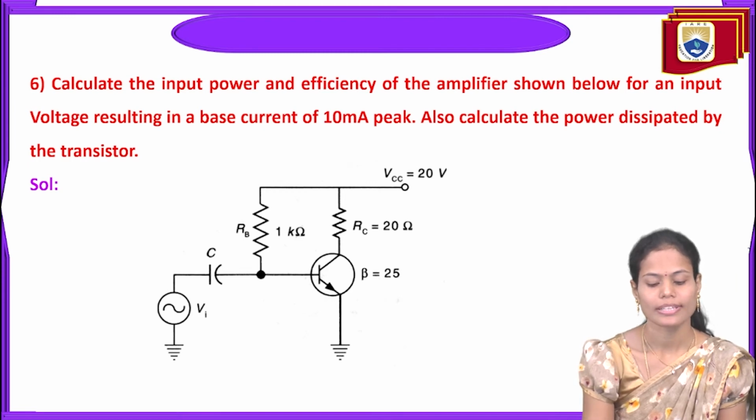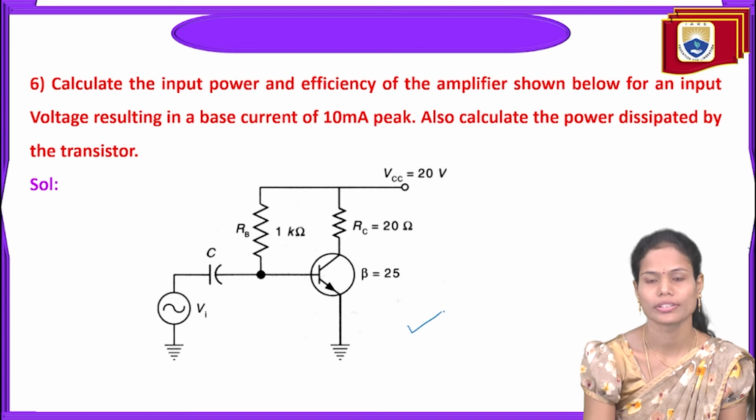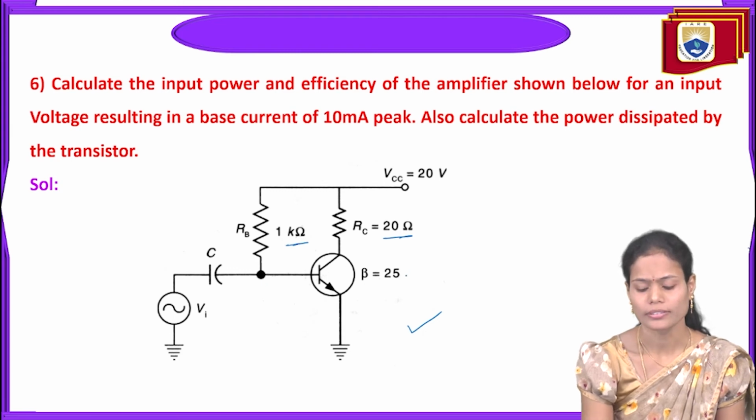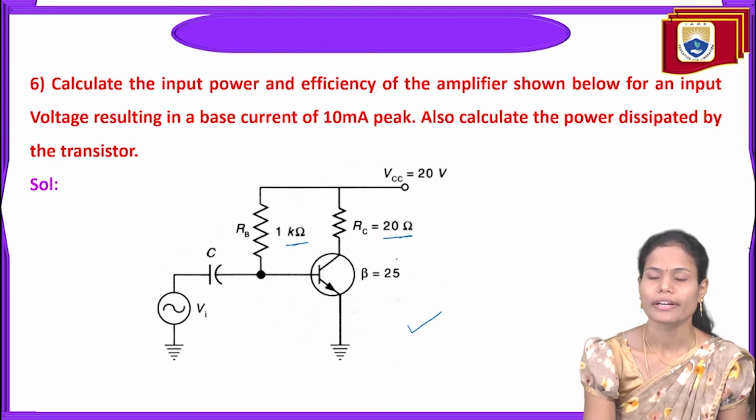And the next one is to calculate the input power and efficiency of the amplifier shown below for an input voltage resulting in a base current of 10 milliamps peak. Also calculate the power dissipated by the transistor. So this is the class A amplifier given here, with a collector resistance of 20 ohms, a base resistance of 1 kilo ohm, and a current amplification factor of 25.